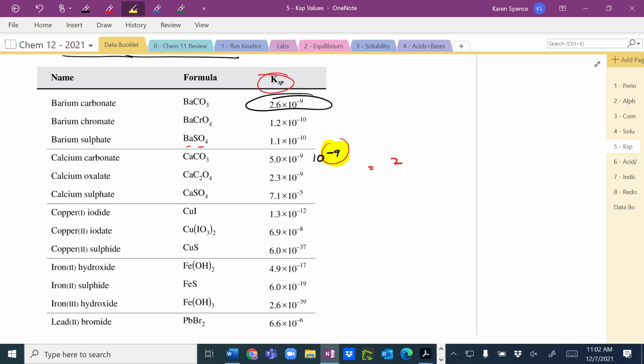Any others that anyone would desperately like? We're okay? All right. So let us do acids and bases then, shall we? Yes?